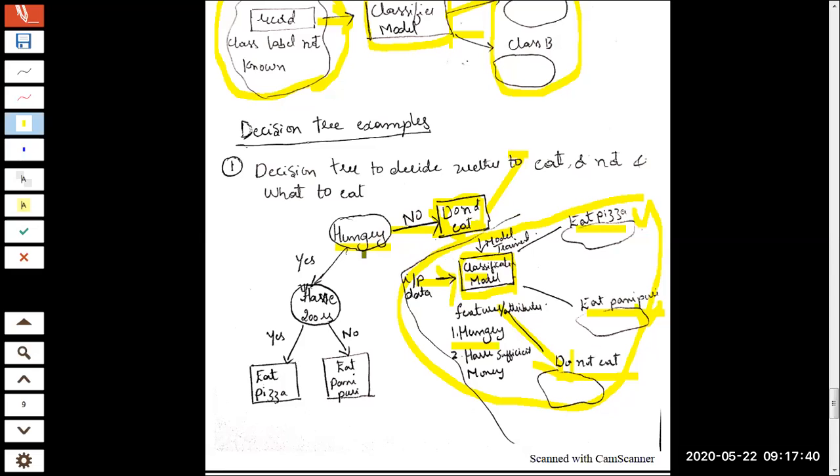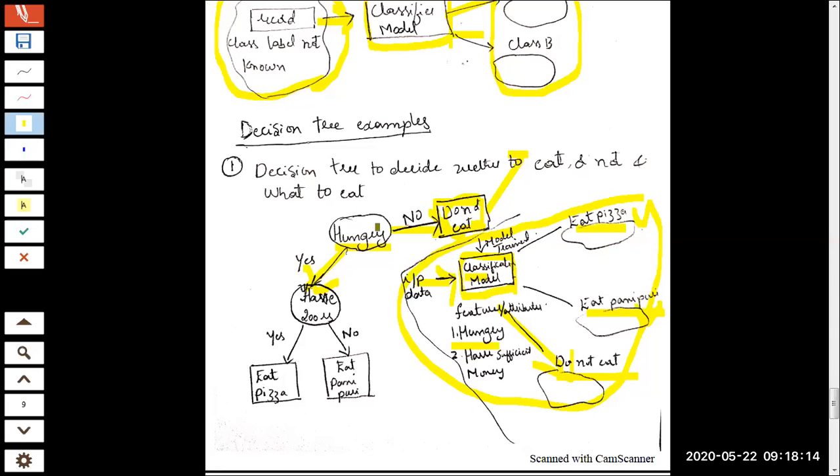Now what if the person is hungry? One more possibility, one more question. Obviously the decision is he should eat, he should have his food. But the class labels are different. We understood that in classification we provide the class labels, so the classifier will not decide the class labels. We have provided them. If the person is hungry, he should either eat pizza or pani puri.